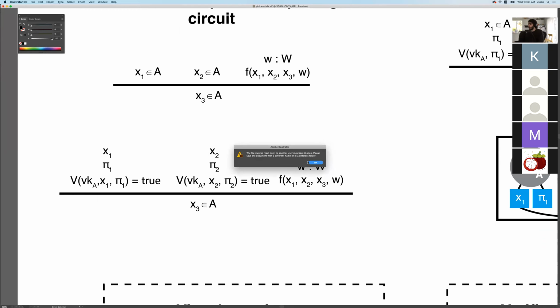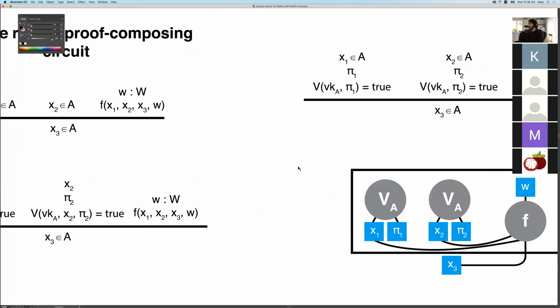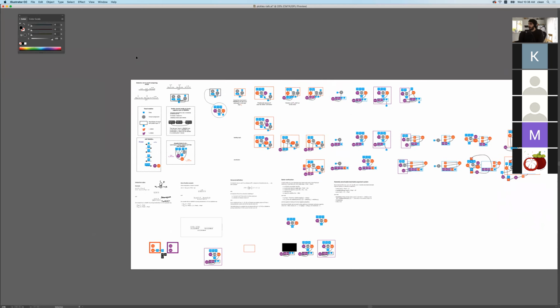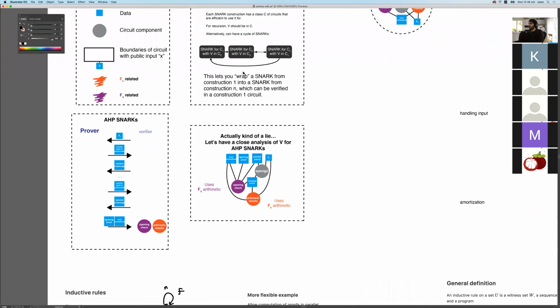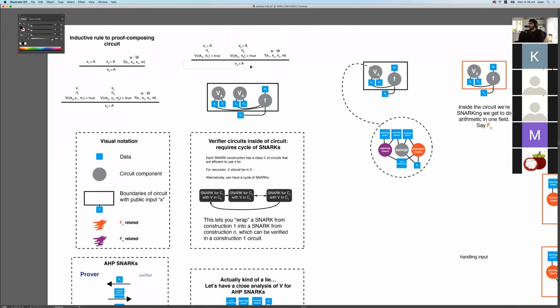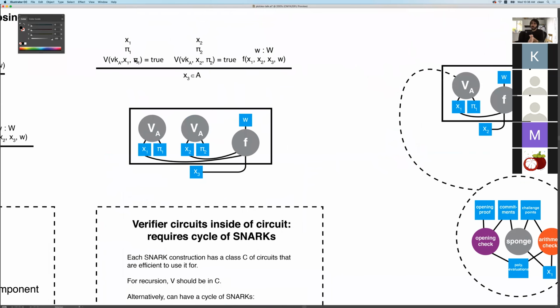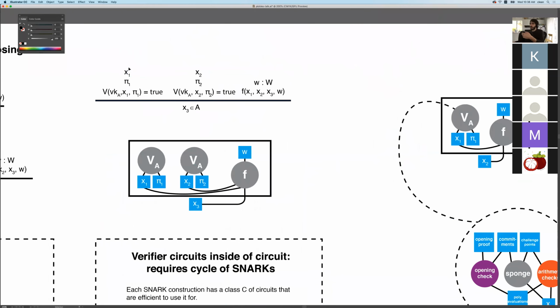Let's take one step further from this more computational inductive rule to an actual circuit. It's pretty clear that now this is a description of a non-deterministic arithmetic circuit. It's just saying there exists x1, x2, pi1, pi2, w, such that this algorithm, this algorithm, this algorithm holds, right? That's what it's saying.